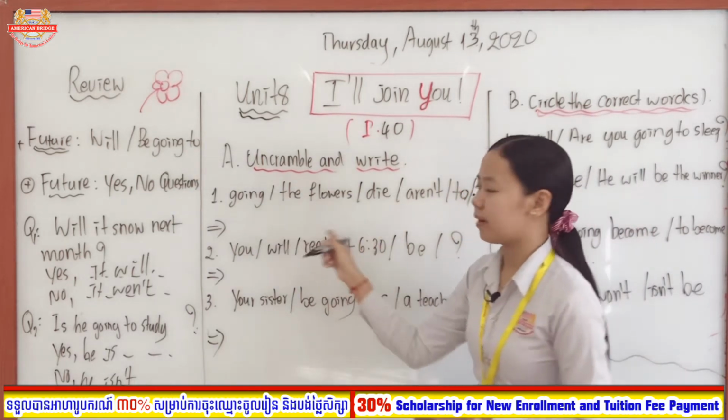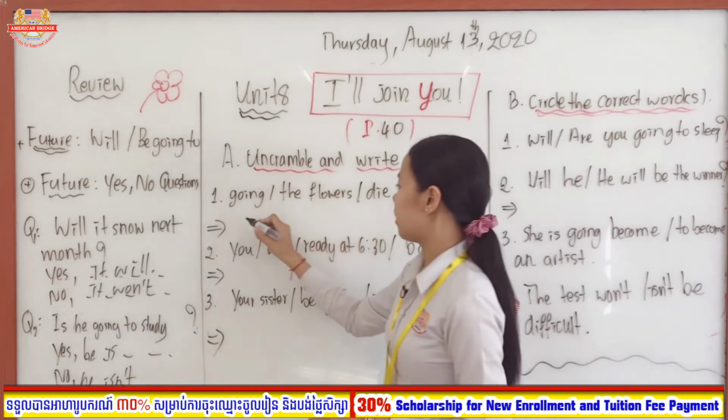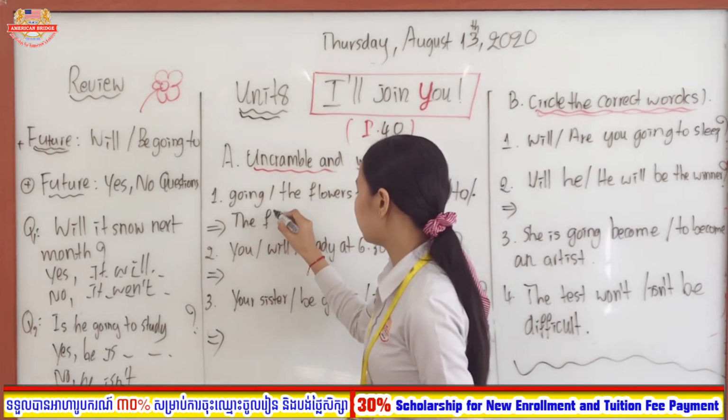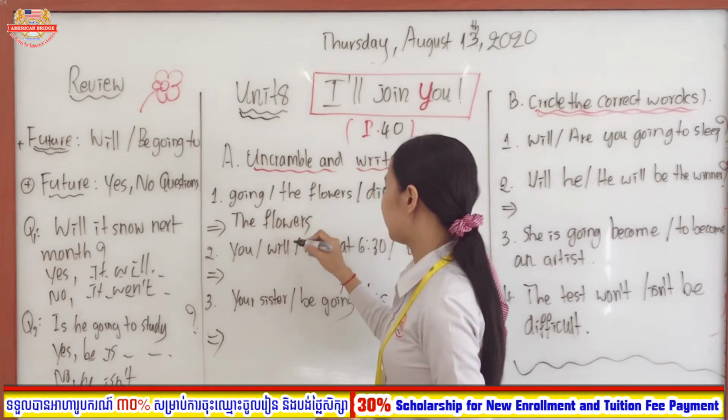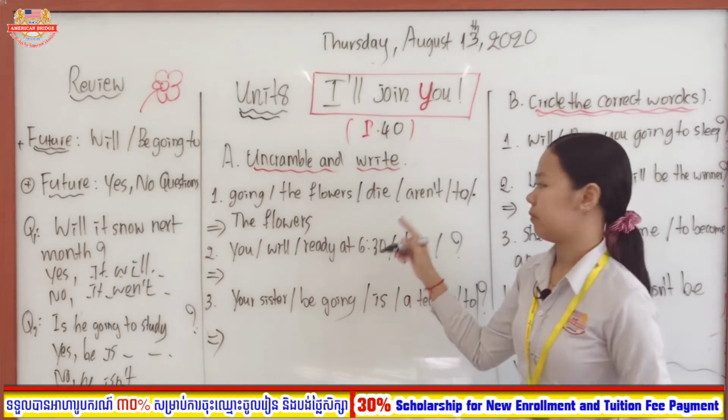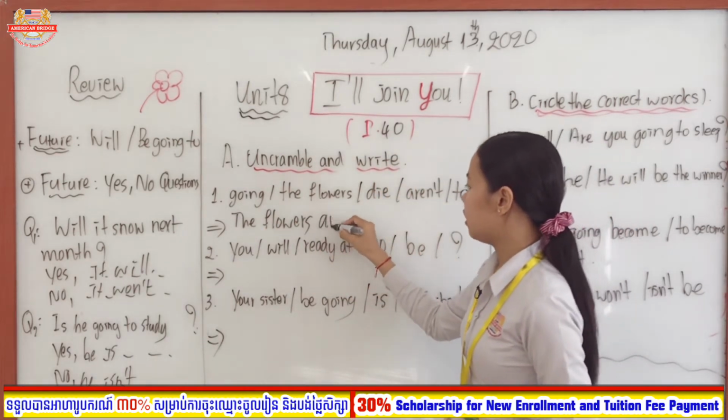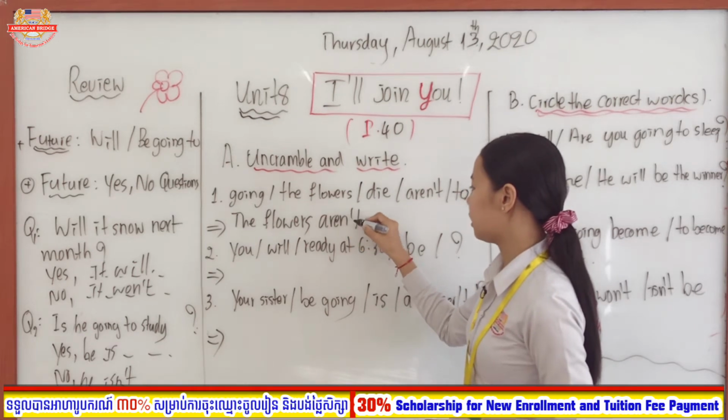So here, try to find the subject. Very good, the flower here is the subject, so you put the flowers, and then we have to be, right? In a negative form, we have the subject and to be, and then we add not.